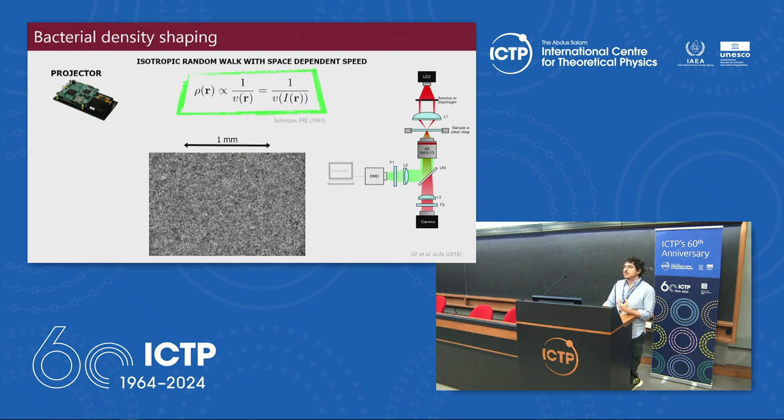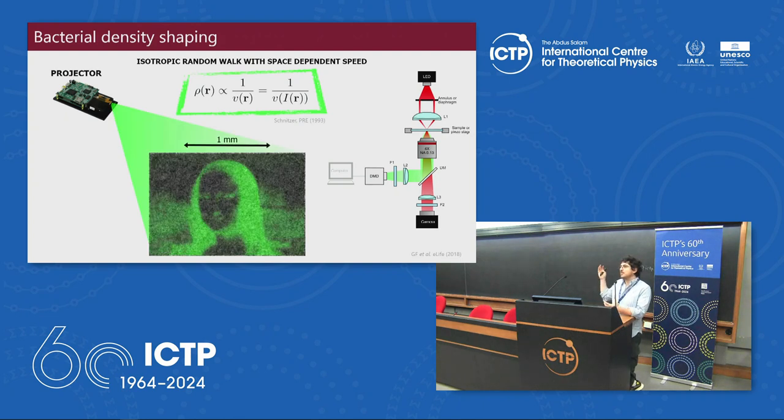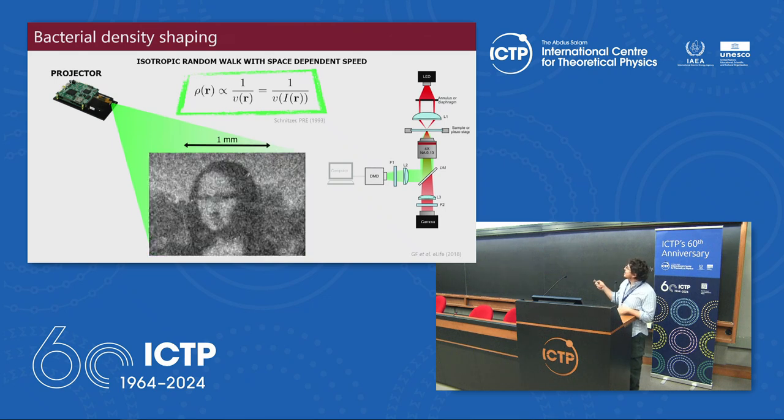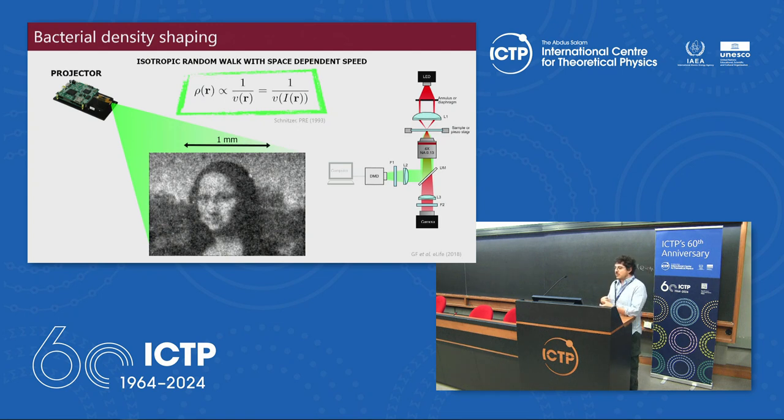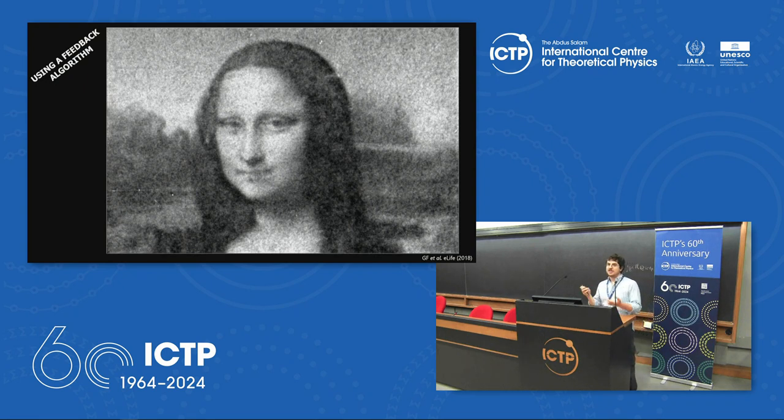What we decided to do was to shine a complex pattern on a suspension of these bacteria. We shone the inverse pattern, a negative image of the Mona Lisa painting by Leonardo. Leonardo is the name of this building also. By shining this pattern on the suspension, the bacteria move in space and form the image of the Mona Lisa. However, our bacteria were not responding instantaneously to the change in light, but were taking a while. So to improve our density control, we introduced a feedback algorithm that allowed us to have this kind of control. And this is the size of 1 millimeter under our microscope.